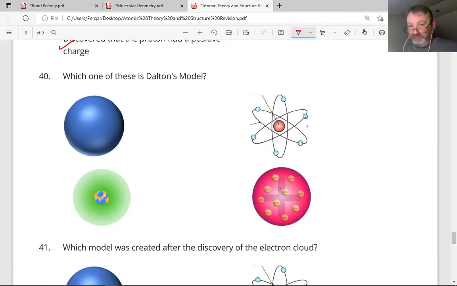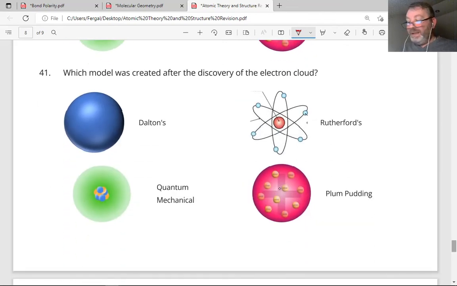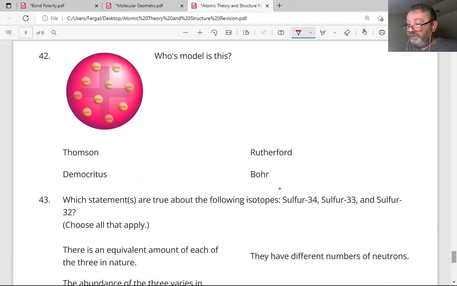Which one of these is Dalton's? Dalton said all atoms are what? Solid indivisible particles. Well, the only one there that looks solid and indivisible is that one. Which model was created after the discovery of the electron cloud? Well, the cloud gave us exactly that: a cloud, a fuzziness of where the electrons are. We can't pick that one because that tells us that electrons have defined paths. They don't. We have a probability of finding an electron in an orbital. Remember that? Heisenberg's uncertainty principle. So that means this one is the best. And then lastly, whose model is this? Well, that's Thomson's plum pudding.